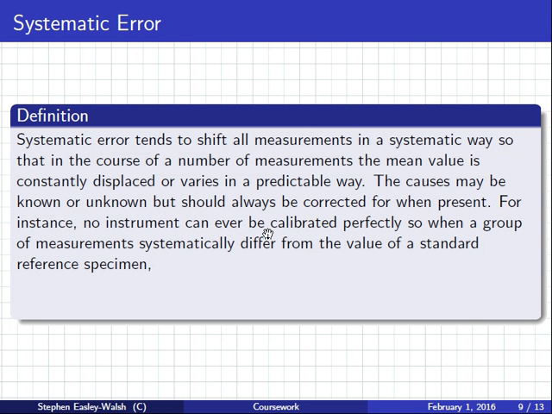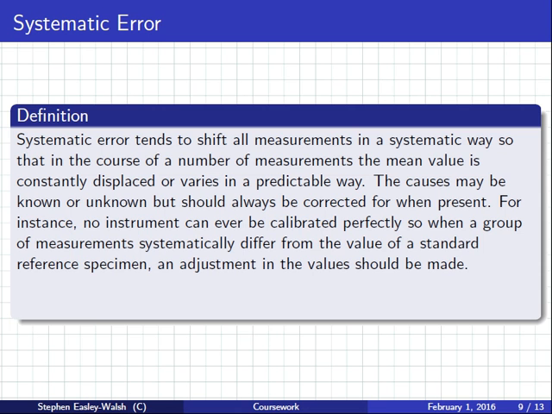No instrument can be calibrated perfectly. So when a group of measurements systematically differ from the value of a standard reference specimen, an adjustment in the value should be made. So there's a lot going on here, but again, I'm just making the point that you cannot calibrate it perfectly. You know this word, calibrate? Reset. Reset, yes. You can't reset the measurement equipment perfectly.